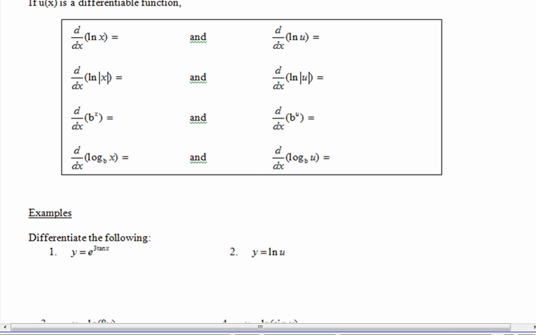Okay, so the derivative of a natural log of x is equal to 1 over x. It's the graph 1 over x. Okay, so what if it was not just an x, but maybe a 3x or a 5x? 1 over u times the derivative of the inside, du dx. Very good.